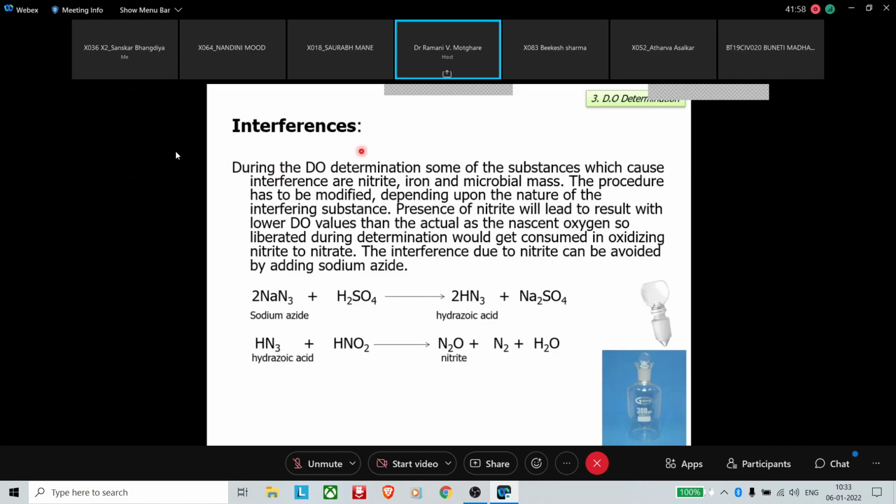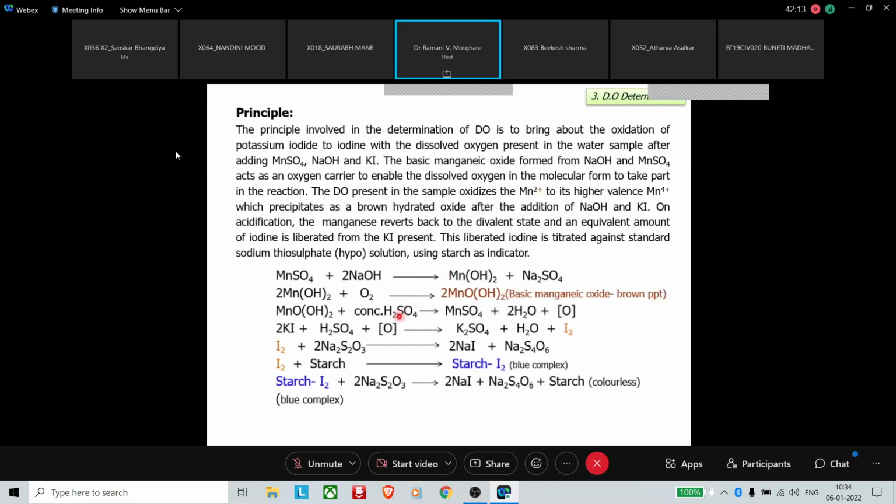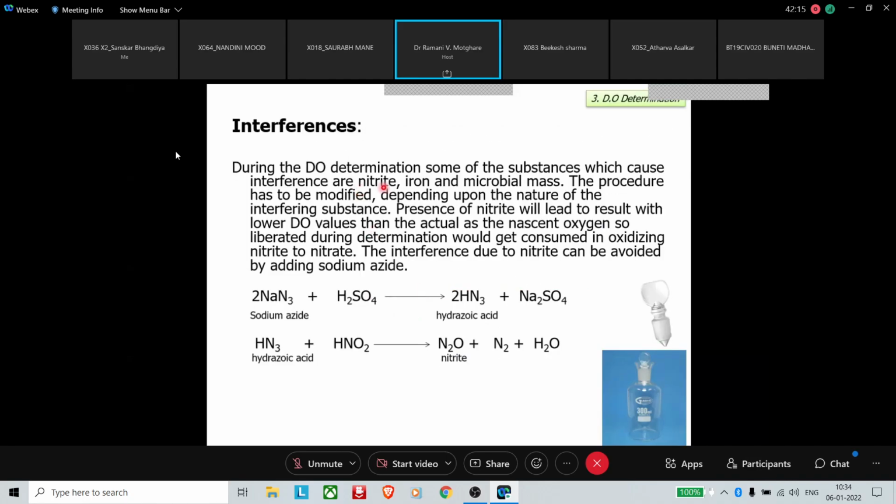Now, there can be interferences if the water sample contains a lot of nitrite, iron, and microbial mass. If they are present, they will consume the dissolved nascent oxygen. This nascent oxygen will be consumed by these species, and therefore your titer value will be lower, or you will report a lower dissolved oxygen, because the dissolved oxygen is whatever it is, but the interfering species are there that will ultimately give you a result showing that dissolved oxygen is less in quantity.